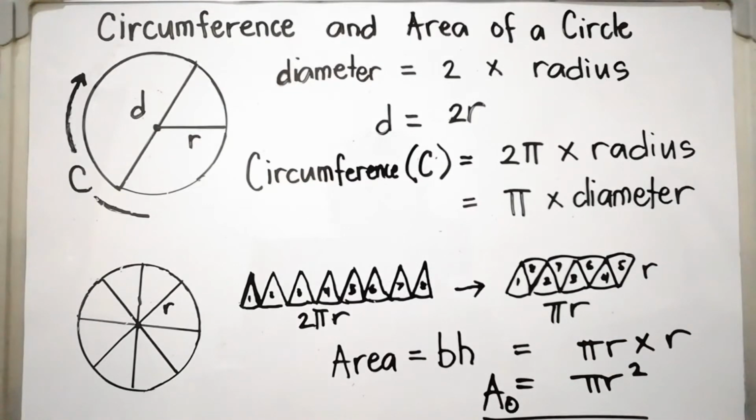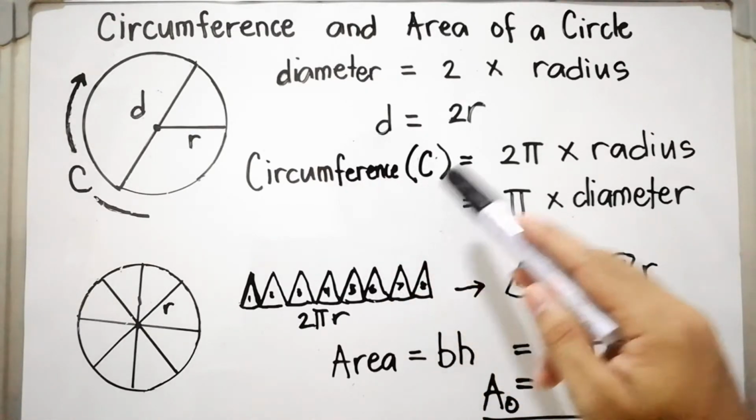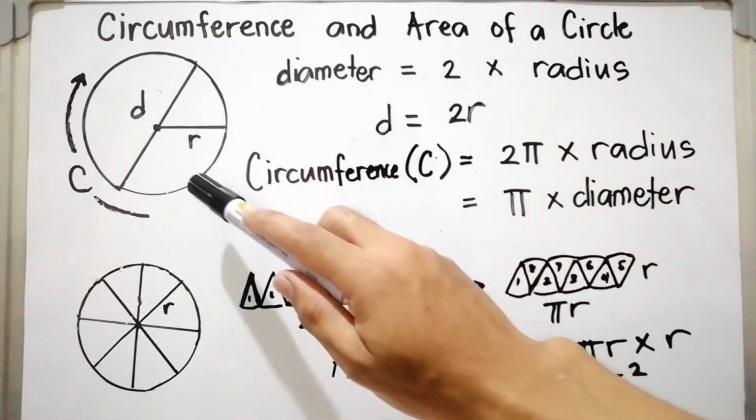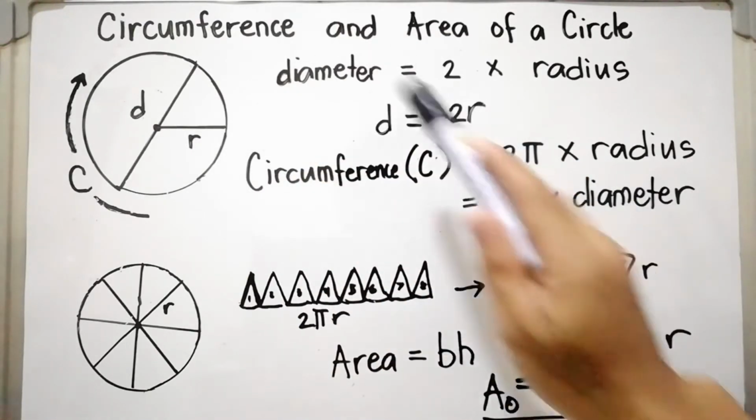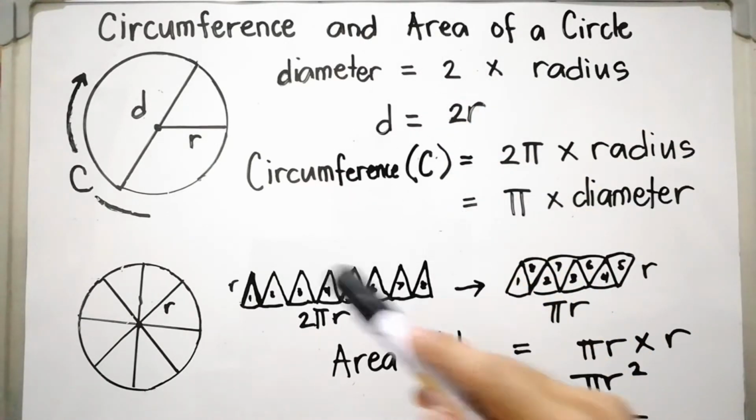So again, please take note. The formula for C or circumference is 2 pi r if the given is radius and pi d if the given is diameter. So let us have the area of the circle. How do we derive the area of the circle? Let us consider this figure.